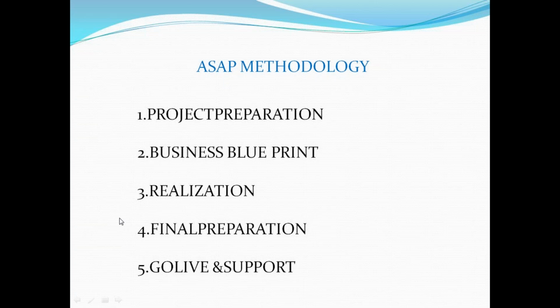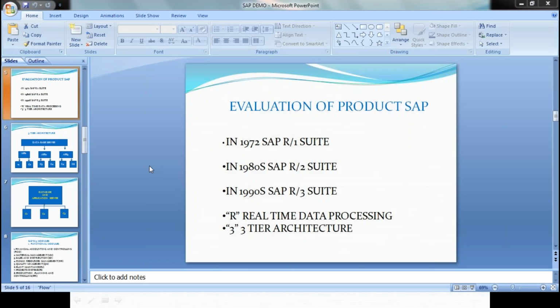So after that, business blueprint. Business blueprint is the design document for the future R/3 system. Here we have two documents, the as-is document and the to-be document.